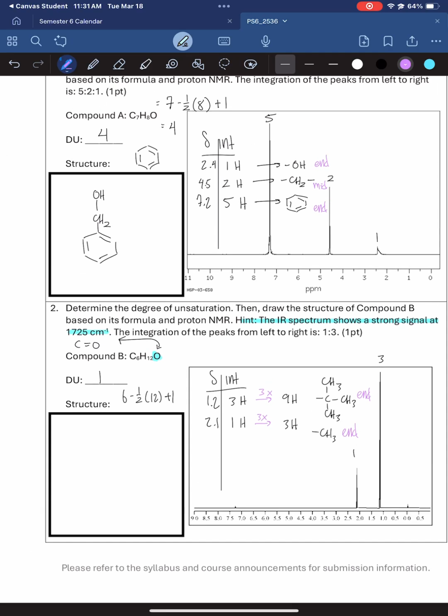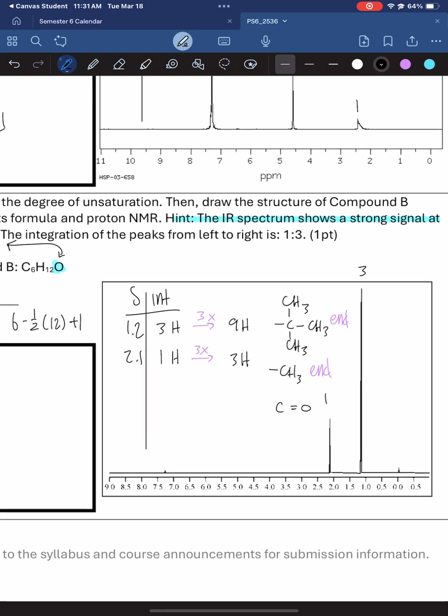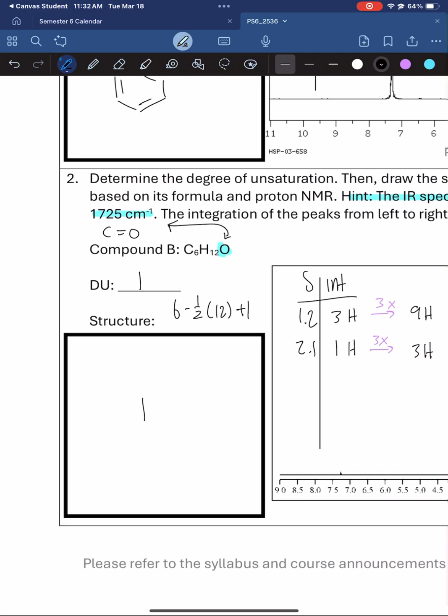So now let's try to piece these all together. There's only a certain number of ways we can fit everything together. Remember, we also have this carbonyl group here, and once you do enough guessing and checking, it doesn't really take long. You're going to find that your structure looks something like this.